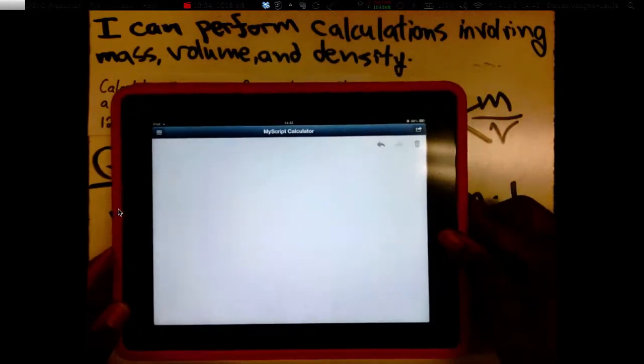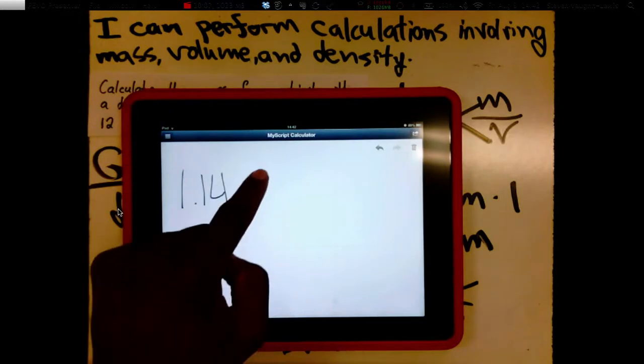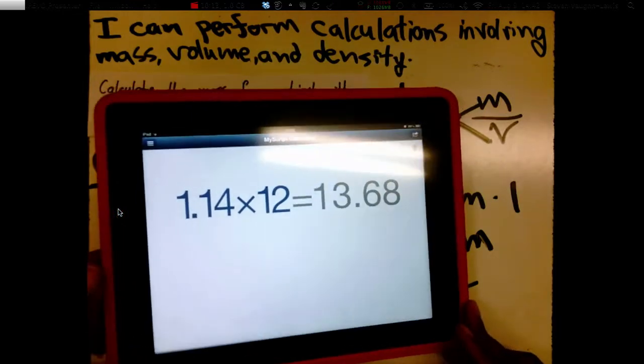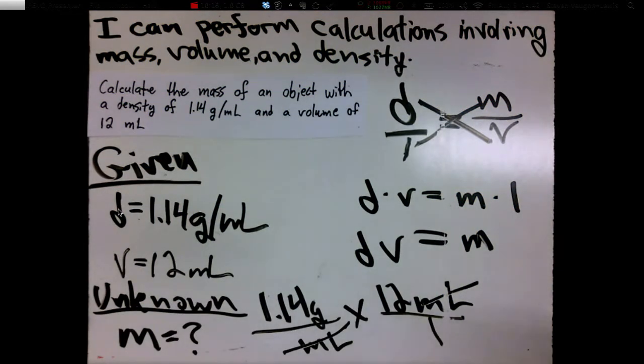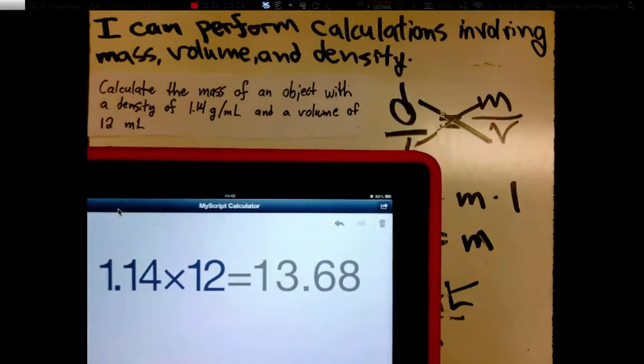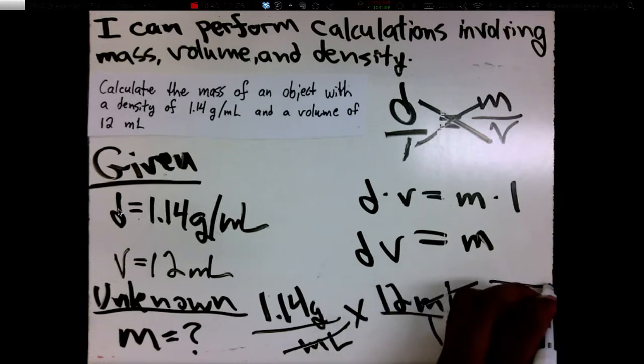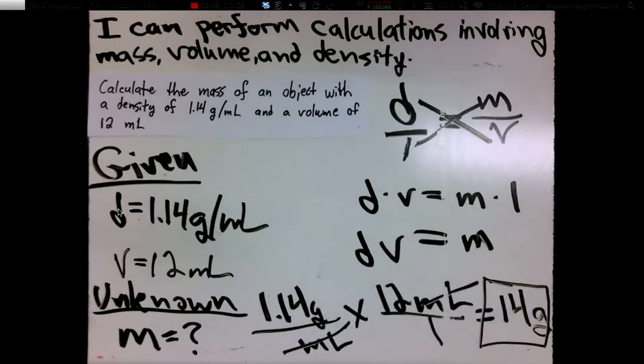So put that in our calculator. 1.14 times 12 equals what? 13.68. So let me see, 2 sig figs here. So my answer is going to have 2 sig figs. 13.68 rounded to 2 sig figs is going to be 14. So my answer equals 14 grams. And that's how you solve for the mass.